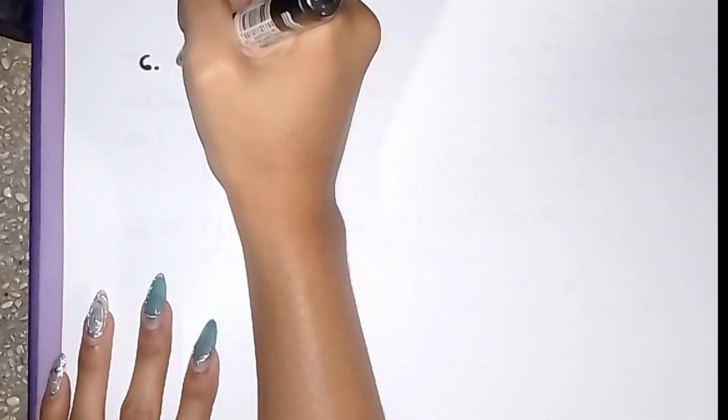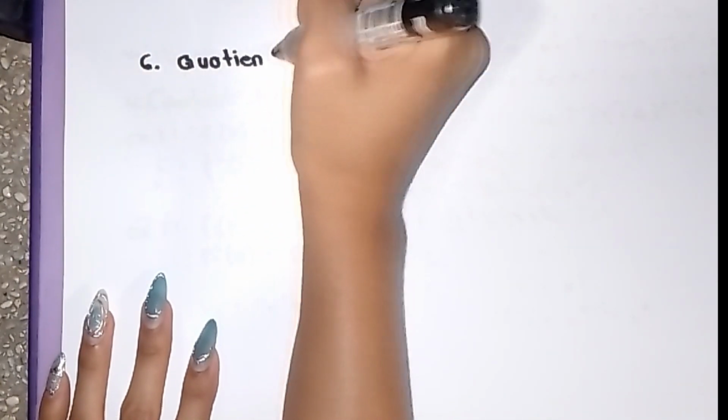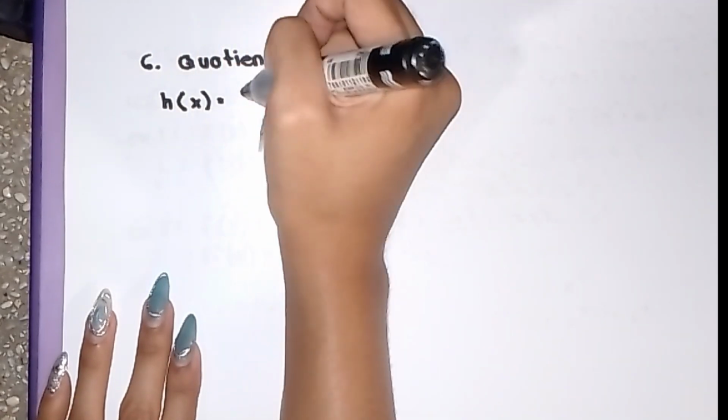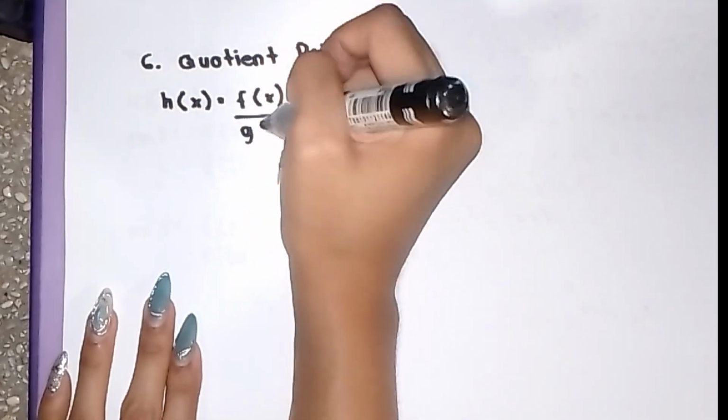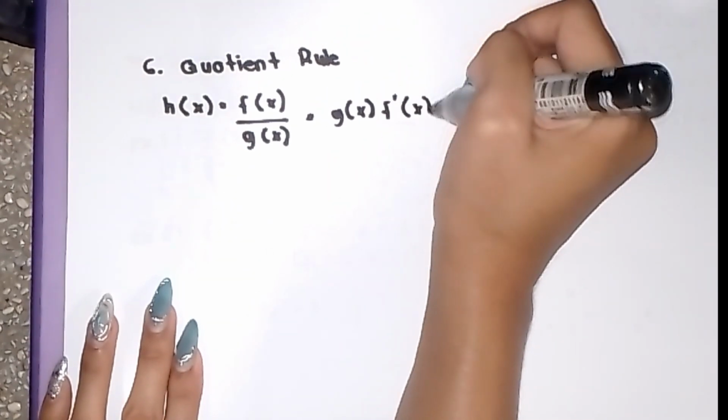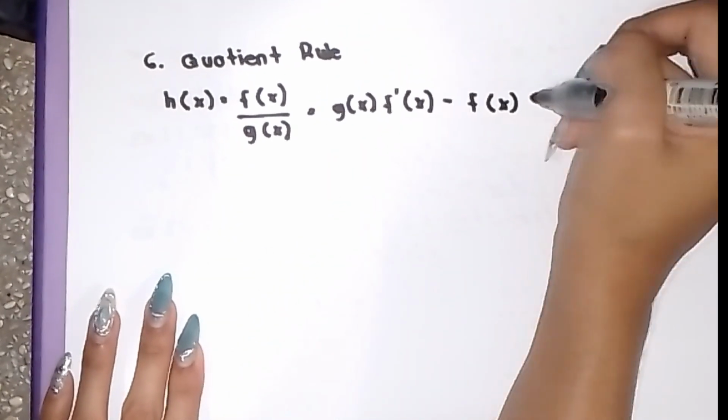For our last rule, we have the quotient rule. In this rule, we will be following a formula for us to be able to answer the given example later on.